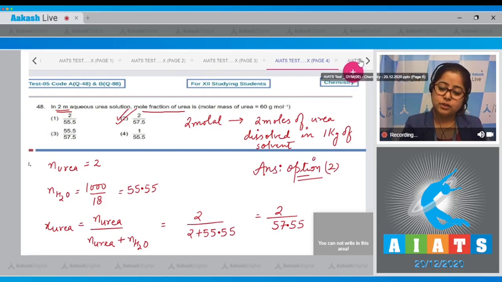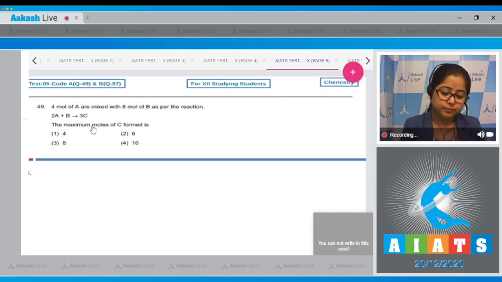Moving to next question, students, which is question number 49. Let's read the question. 4 mole of A are mixed with 8 mole of B. As per the reaction, 2A plus B gives 3C. The maximum moles of C formed is. Students, here we are given with the reaction that occurs between A and B, and we are also given with moles of A and moles of B. We have to calculate the maximum moles of product formed, which is C.